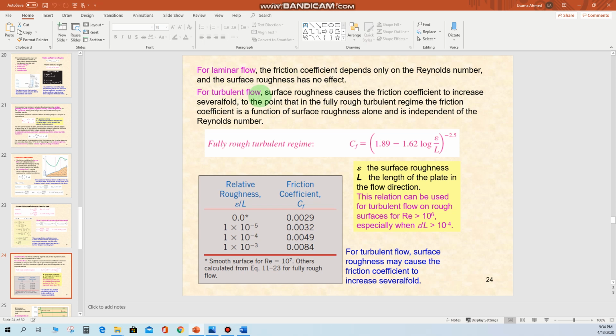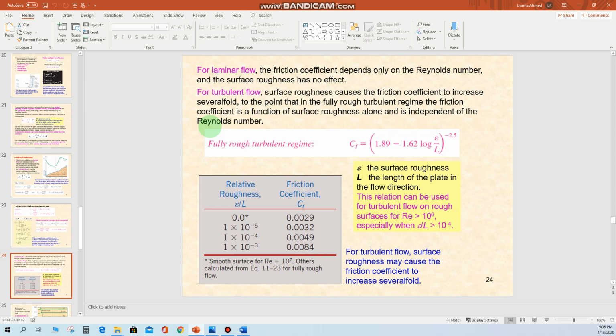However, in the case of turbulent flow, surface roughness causes the friction coefficient to increase several fold, to the point that in the fully rough turbulent regime, the friction coefficient is a function of surface roughness alone and is independent of the Reynolds number. These two points are quite similar to the things that we studied in the Moody chart. If you are dealing with turbulent flow, then the friction factor will influence the total friction coefficient, and at a very high Reynolds number or a very high surface roughness, the friction coefficient will only become a function of surface roughness irrespective of the Reynolds number.